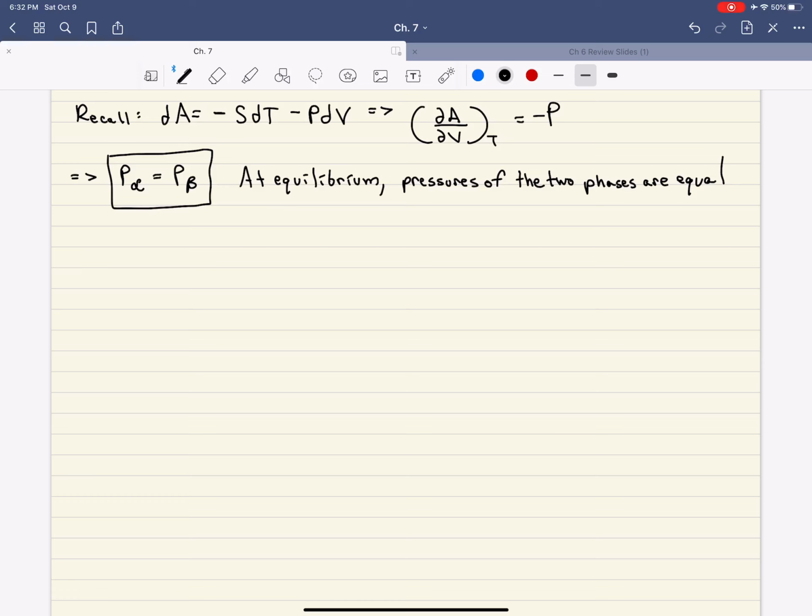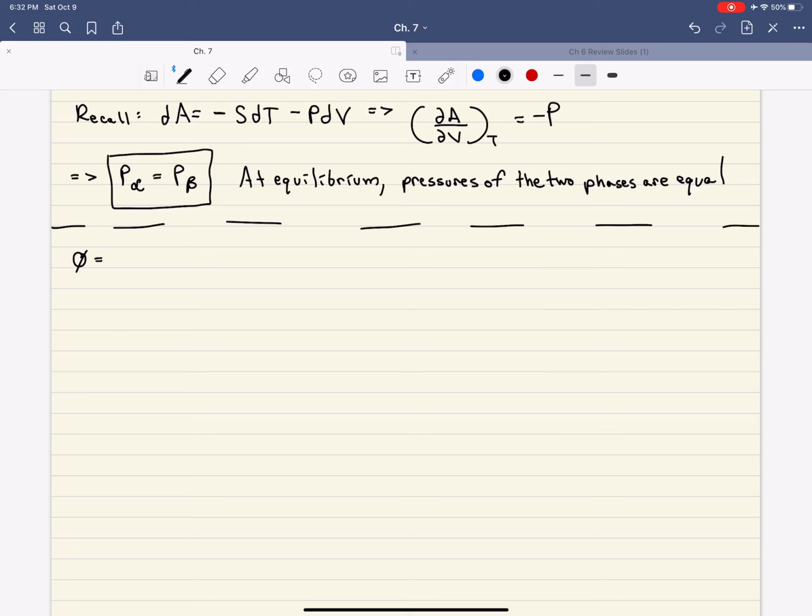By minimizing the total Helmholtz energy with respect to V alpha, we found that in order for the system to be at equilibrium, one of the requirements is that both the alpha and the beta phases need to have the same pressure. Let's now go through the same analysis by minimizing the total Helmholtz energy with respect to N alpha, the number of molecules in the alpha phase.